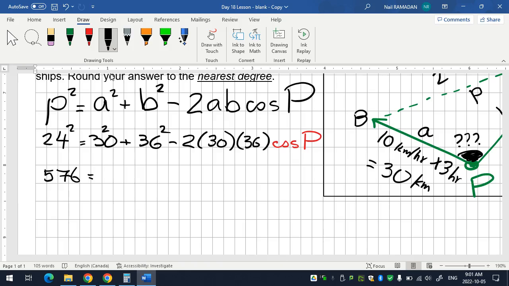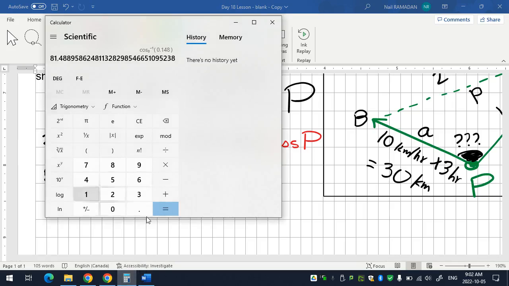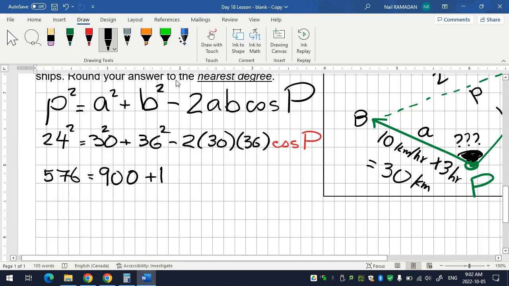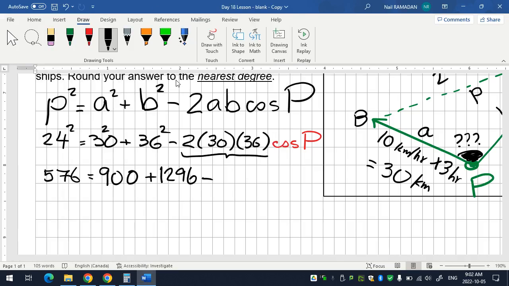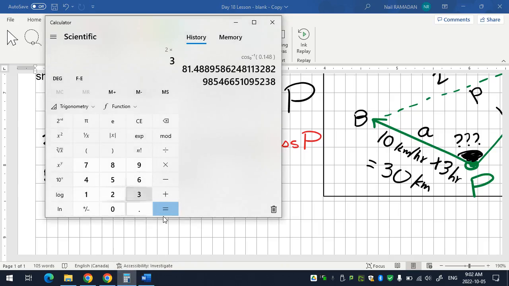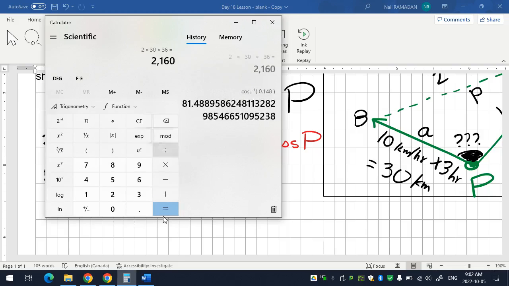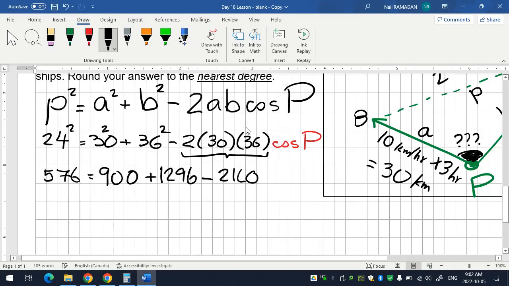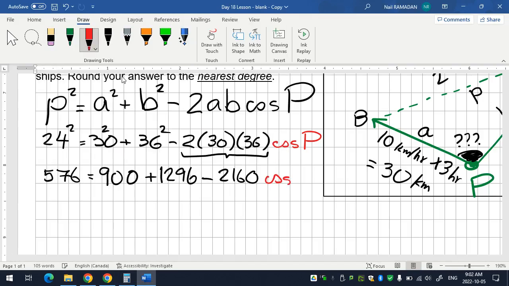What's 30 squared? That's an easy one. It's 9 with 2 zeros. Yep. 900 plus. What's 36 squared? It is 1296. Yep. Okay. Minus, let's do this. Triple product. So 2 times 30 times 36. 2160 with cosine of t.